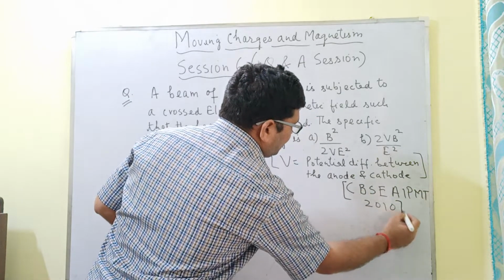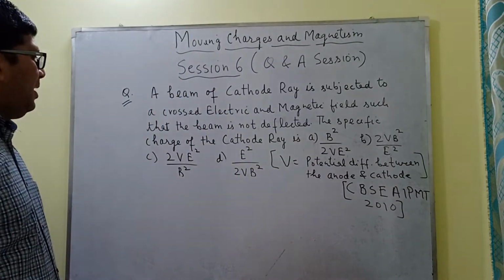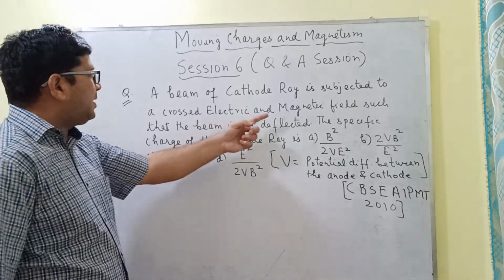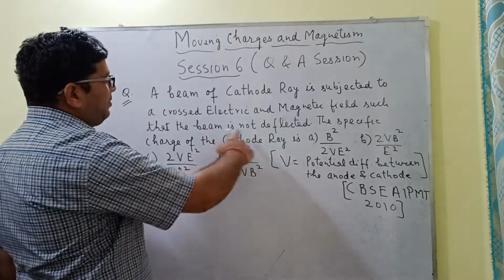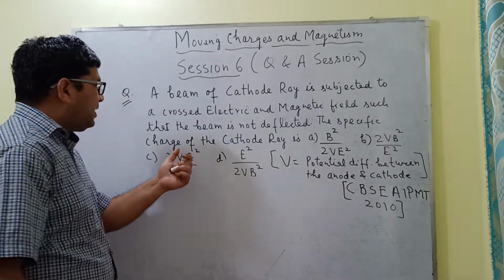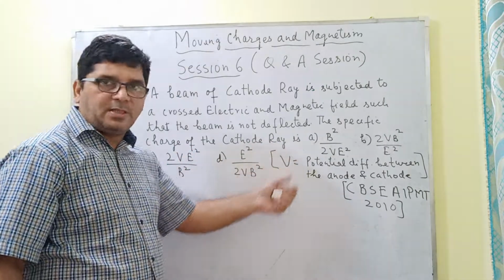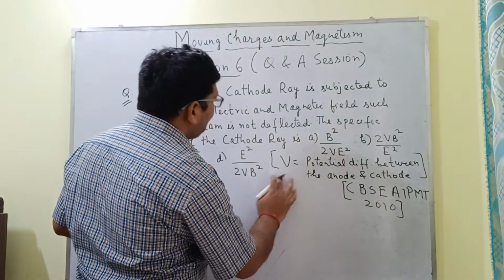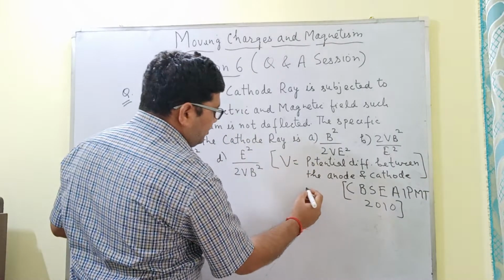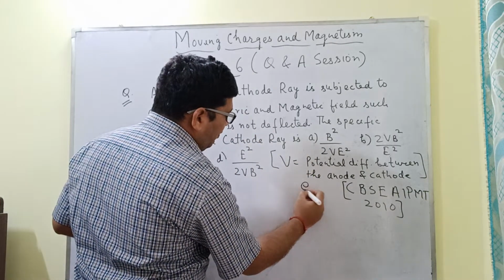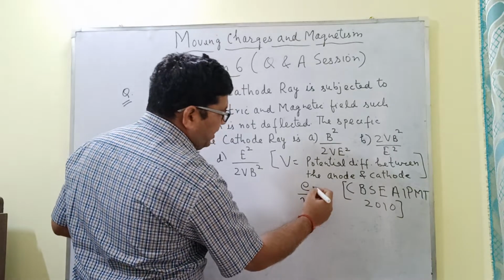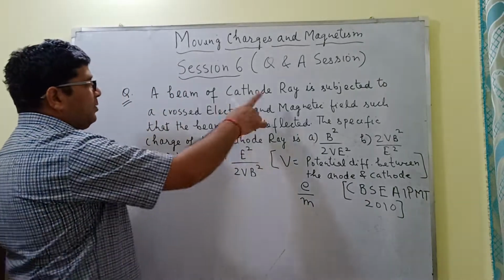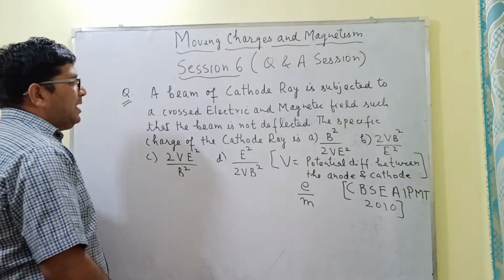So this was the question asked in this examination: a beam of cathode ray is subjected to a cross electric and magnetic field such that the beam is not deflected. In this case we have to find the specific charge of the cathode ray. Now cathode ray basically is an electron beam, and the specific charge is the ratio e upon m, where e is the charge on the electron and m is the mass of the electron. And cathode ray is basically a beam of electrons.